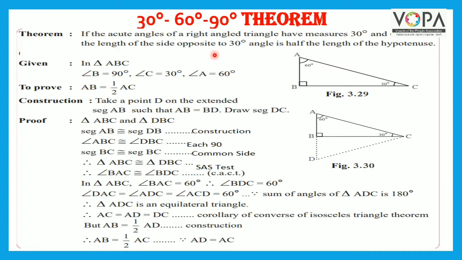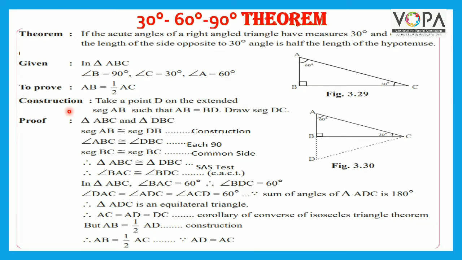the side opposite to 30 degree angle. This is a 30 degree angle. Side opposite to 30 degree angle is AB, is half the length of the hypotenuse. So AB is equal to half of the hypotenuse. That means AB is equal to half of AC. This we have to prove.